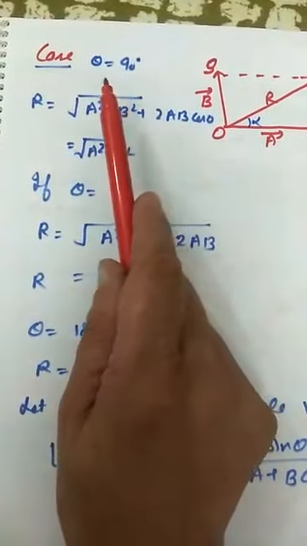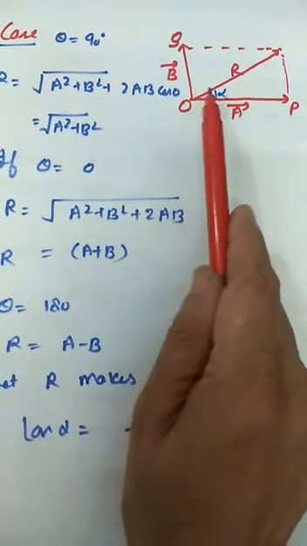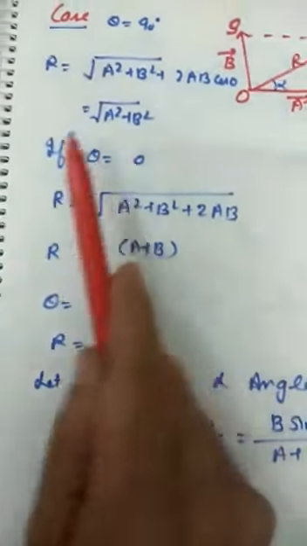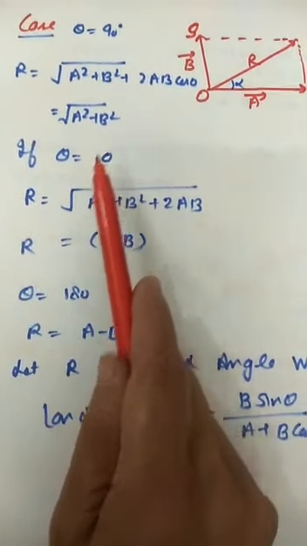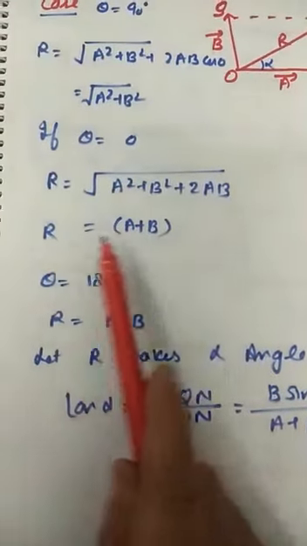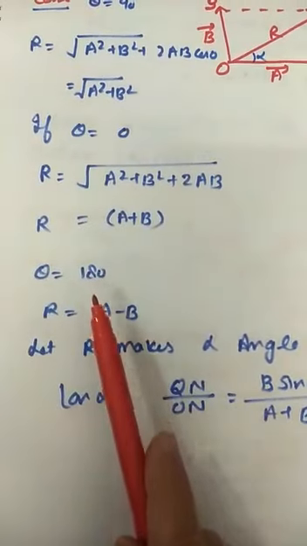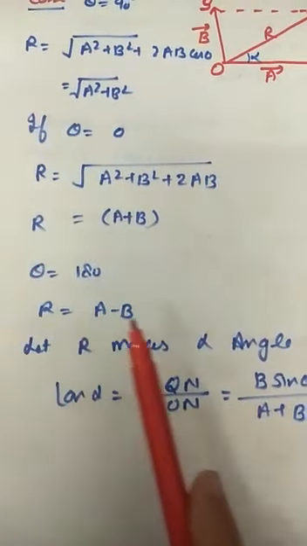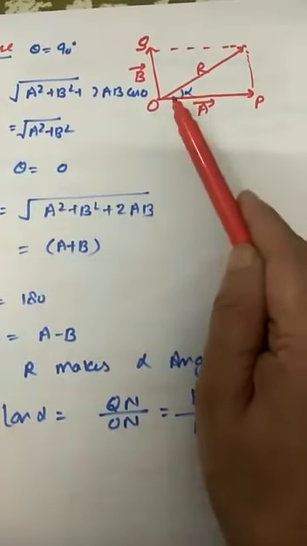Again we take the same cases as in the triangular law. If theta is 90 degrees, both vectors are at right angles, and R is equal to the square root of A squared plus B squared. If the vectors are in the same direction, theta is 0 and R is equal to A plus B. If the vectors act in opposite directions, R is equal to A minus B. And here the resultant makes angle alpha with OP.